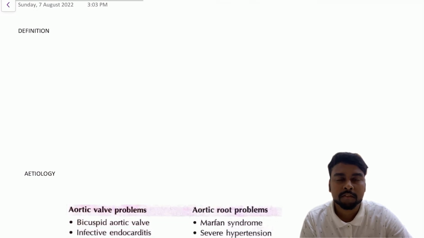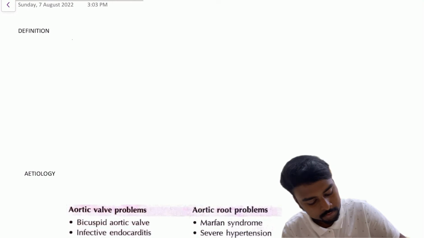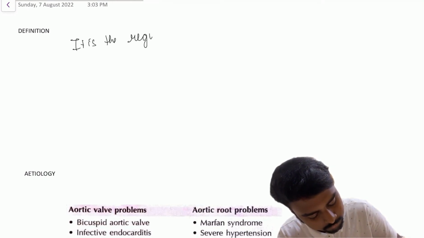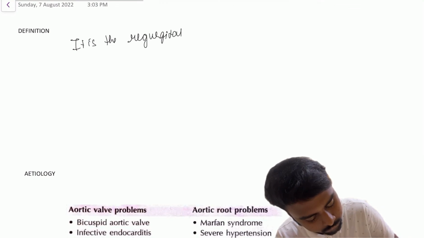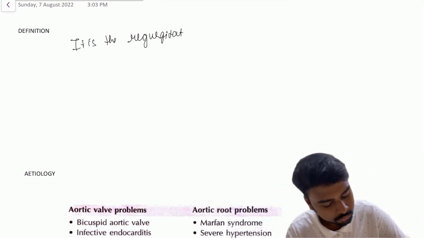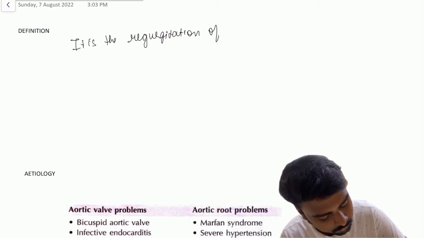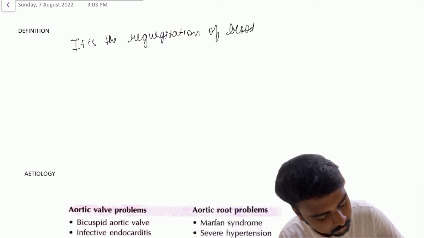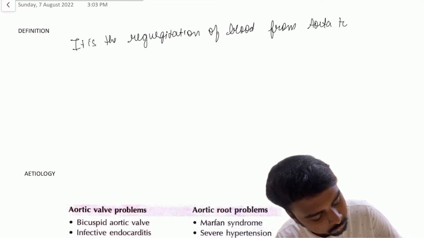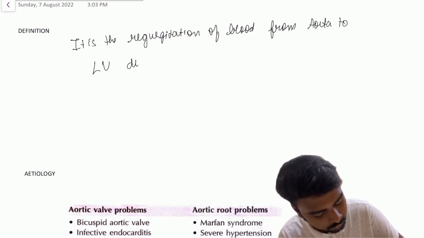Today we are going to discuss aortic regurgitation. So, what is aortic regurgitation? It is the regurgitation of blood from the aorta to the left ventricle during diastole. So, regurgitation of blood from the aorta to the left ventricle during ventricular diastole.